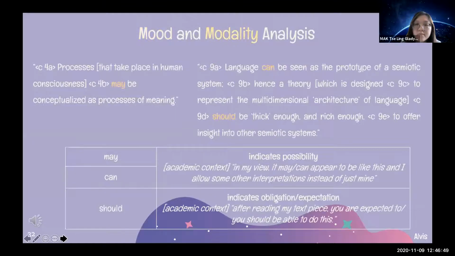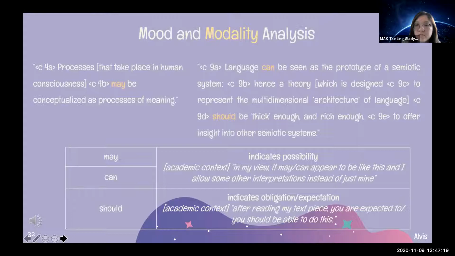To look at the modality of the text, only three modals are spotted. They are may in clause 4, can and should in clause 9. Since the text is in academic register, the use of modals is not likely in the writer's delivery. The writer used the modals may and can in clauses 4 and 9 to indicate possibility when discussing his own interpretation of the relationships between meanings and processes in clause 4 and language and semiotic system in clause 9.